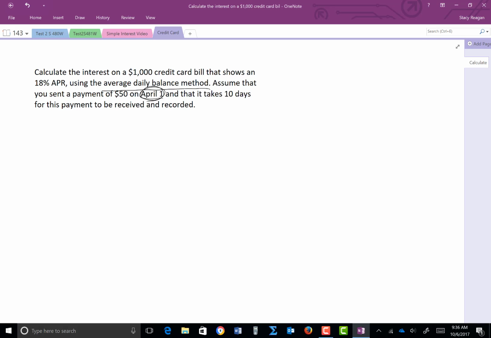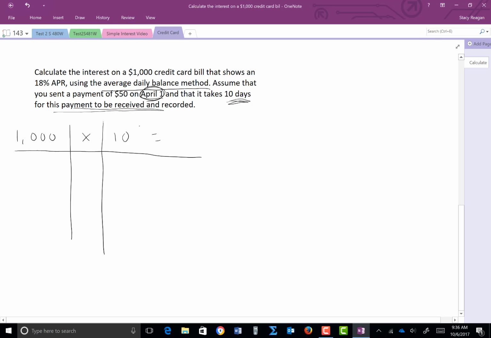So we start out and we say, okay, at the beginning of the month, I owe $1,000. And we have to determine how many days I owe $1,000. So since it takes 10 days for the payment to be received, I owe $1,000 for 10 days. So the easiest way to do this is probably to make a chart because we're trying to find average. And remember that when you do average, you add everything up and you divide by the total.